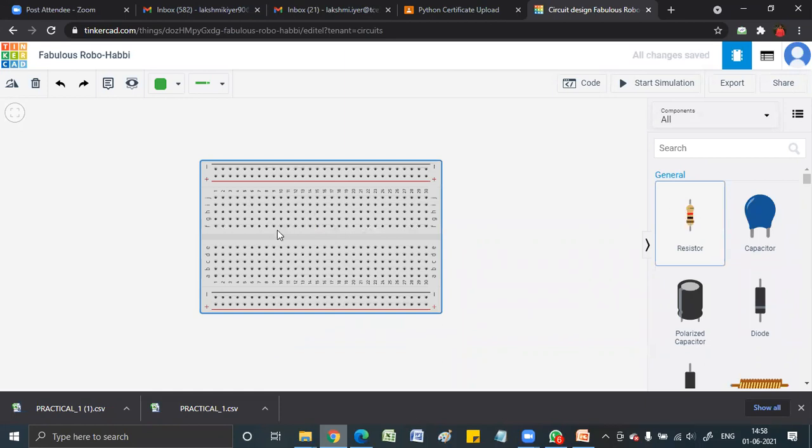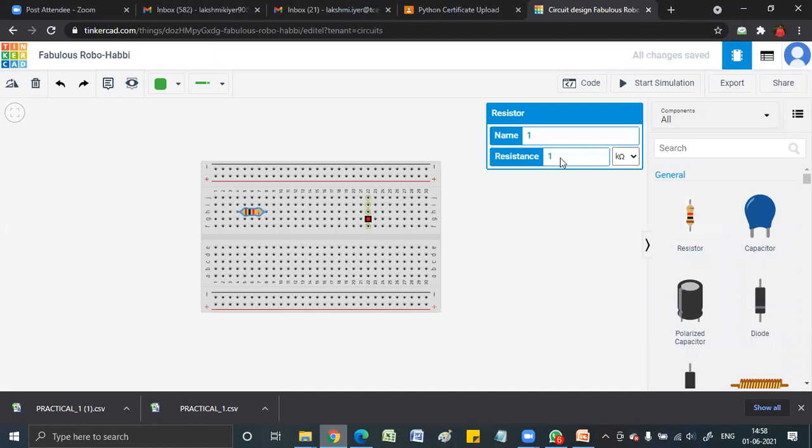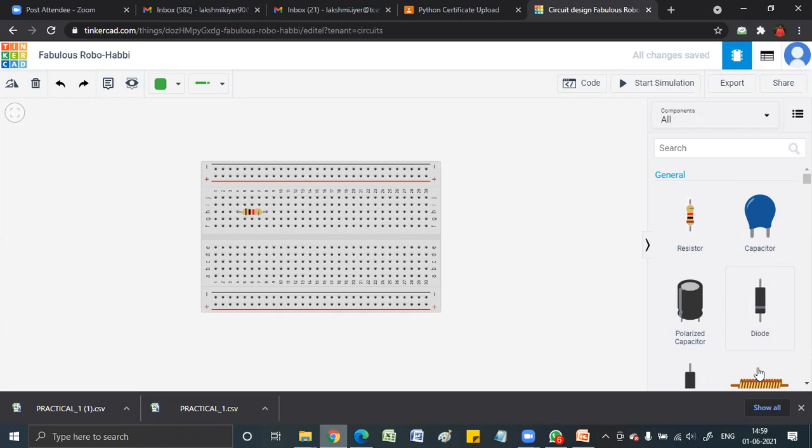So I've picked up a resistor and rotate it over here. So this is my R. What is the value of R? 1 kilo ohms, right? So it's already there. It's 1 kilo ohms by default. I can see an inductor. So we click on inductor.